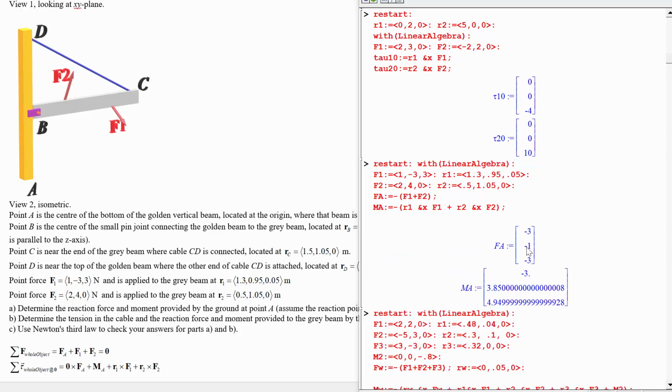So let's check. We've got FA is -3, -1, -3, that is. So F1 and F2 together will create 3, 1, and 3. So mostly to the right and in positive Z with a little bit up. And we've got the opposite of that for the force at A.